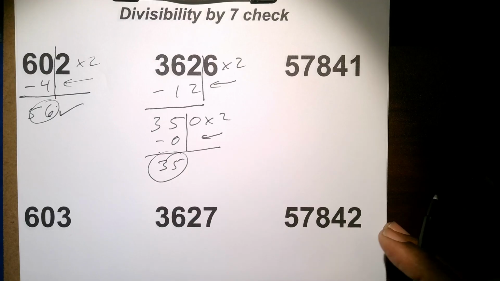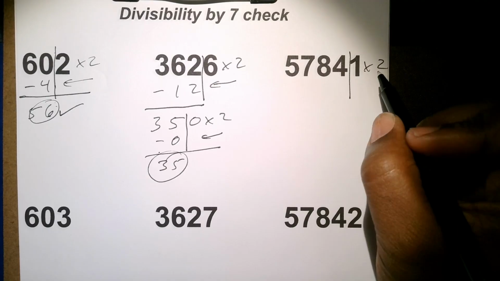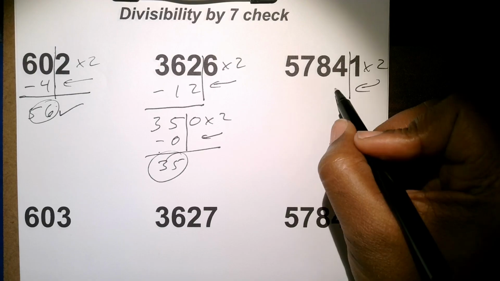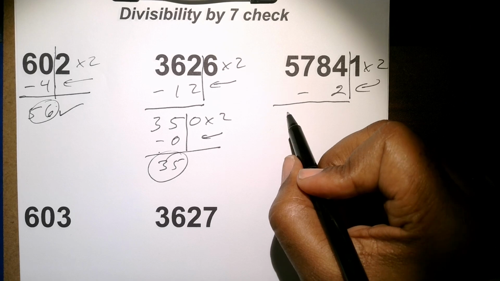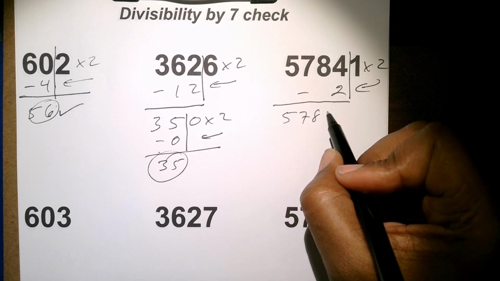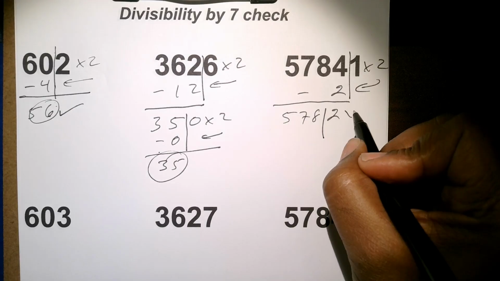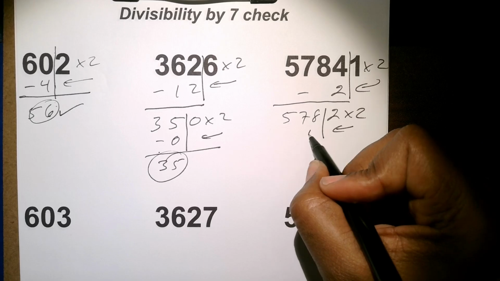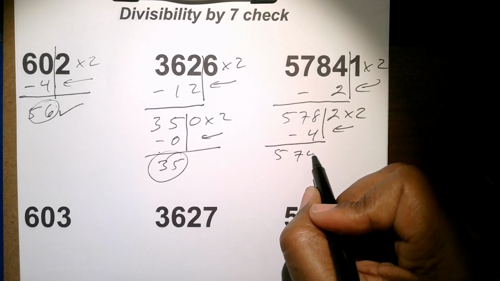Alright, next. Let's take this number here and multiply the last number by 2. We'll get 2. We'll put the number here 2 and subtract. And we now get 5782. Okay. And then we'll take this last number again, multiply by 2, we'll get 4. We'll put the 4 here and subtract, and we'll get 574.